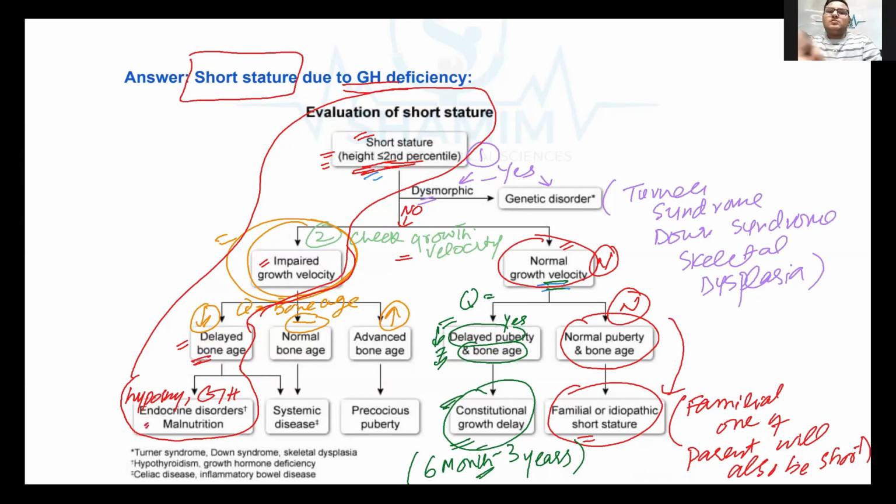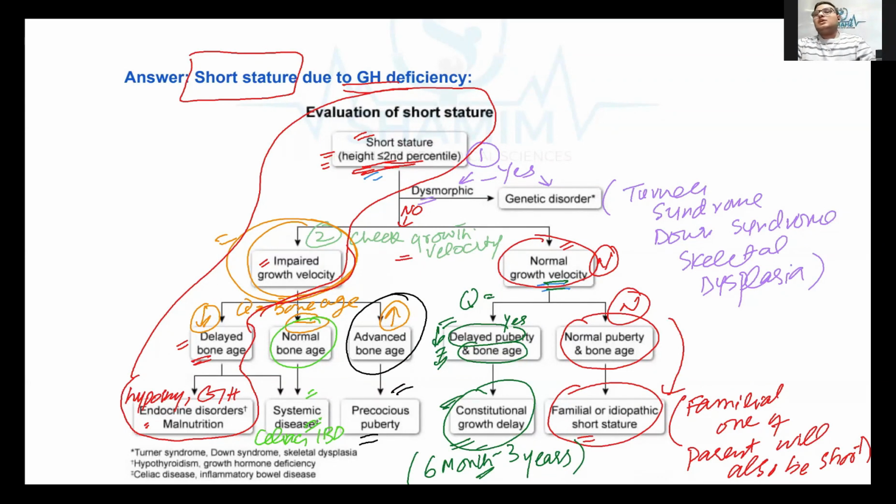Is that clear? So in the other differentials, if there is a normal bone age, there will be systemic diseases, and systemic diseases are celiac disease plus IBD, inflammatory bowel disease. This is normal bone age but impaired growth velocity. The next very important point is, if there is increased bone age, then what will be our differentials? If there is increased, advanced bone age, the concept is precocious puberty is the answer.